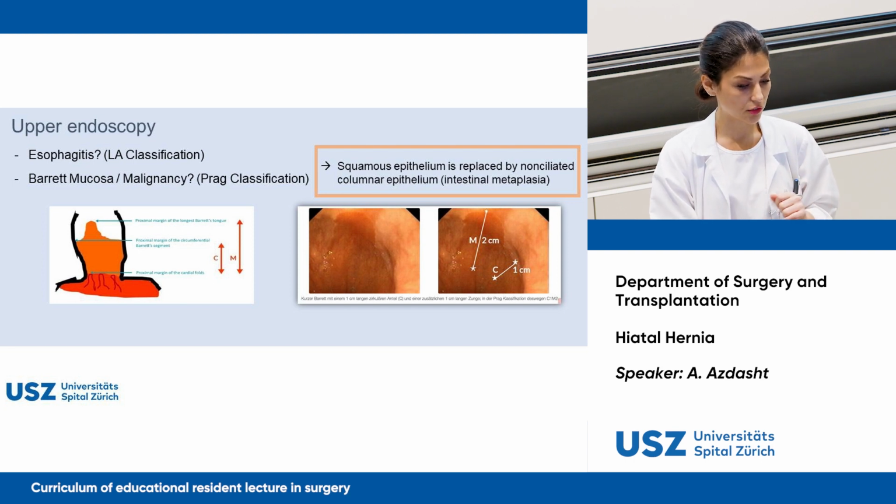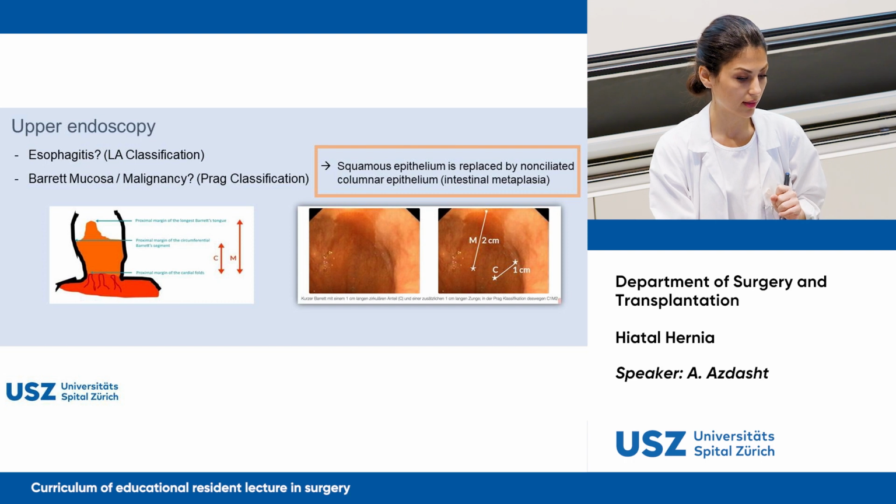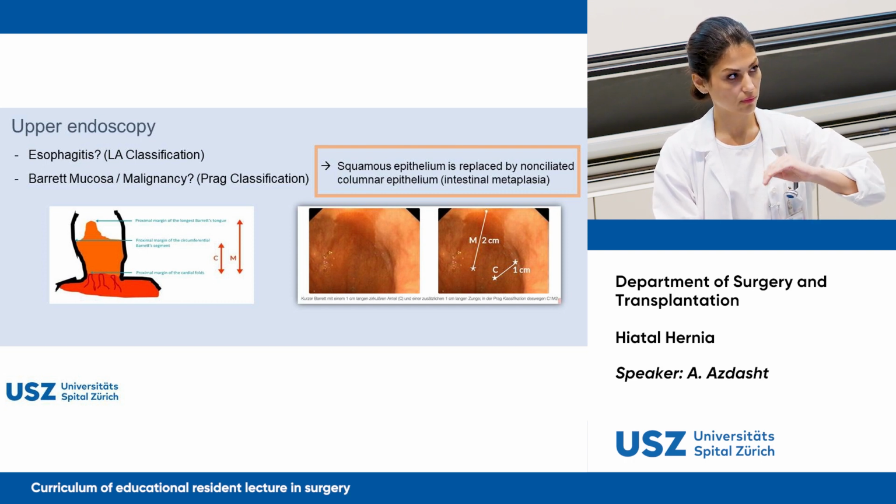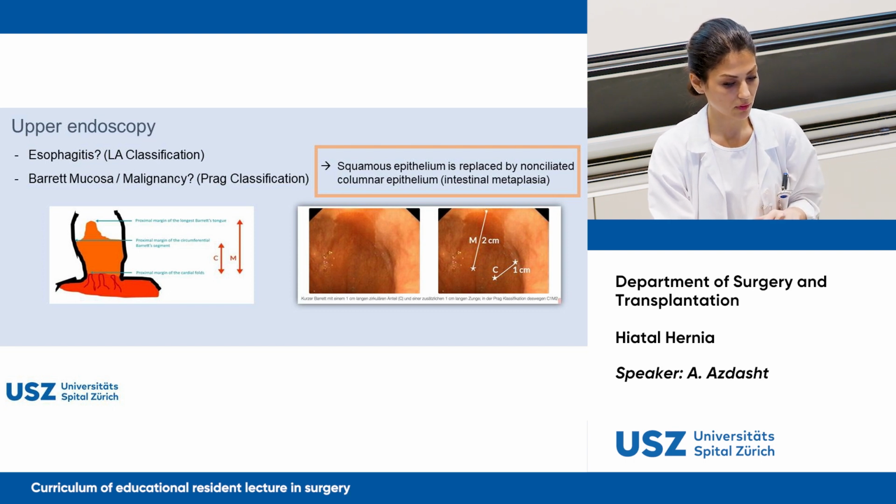And as a classification for the Barrett mucosa, we have the Prague classification that looks at the extension of up to the circumference, starting from the proximal cardia folds to the circumference, and then the longest tongue of the Barrett esophagus.